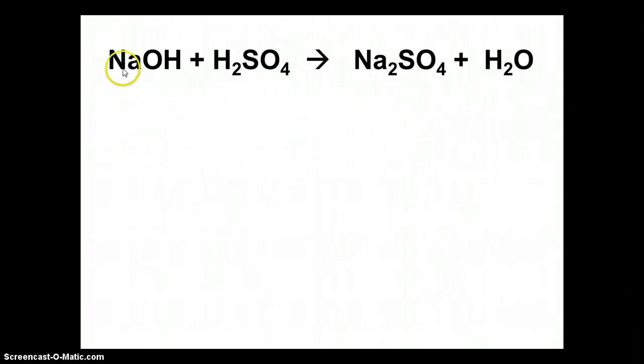Last one, 1 sodium on the left, 2 on the right, so I'm going to fix that. Now I'm going to look at the oxygens. I have 2 here plus these 4, so that's 6 on the left. I have 4 plus 1 is only 5 on the right. So I'm going to add a coefficient of 2. Now I have 4 oxygens here and 2 oxygens here. So that's 6 on the right and 6 on the left. And let's see what happened to the hydrogens. I have 2 hydrogens on this side plus these 2 make 4. And 2 times 2 is 4 hydrogens on this side.